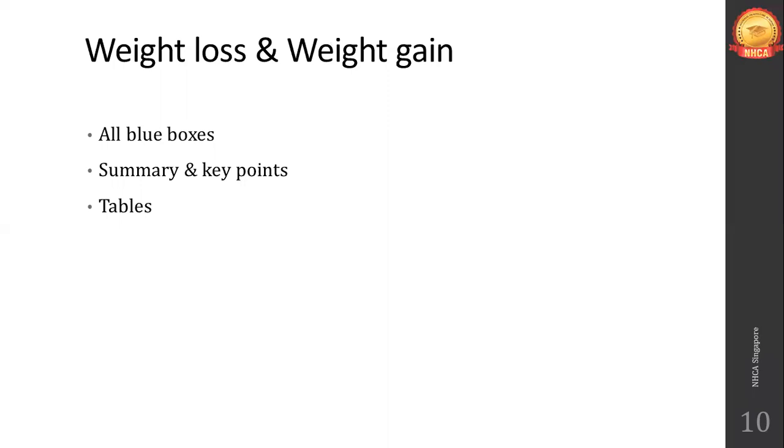Because not just athletes, even your regular clients, which you will see in your future, 90% of the clients will come to you with weight loss. Some will come with weight gain. So these chapters will not just help the athletes, but also the regular population regarding weight loss and weight gain. So be very thorough with these two chapters. All the blue boxes, tables, and key points given are important.